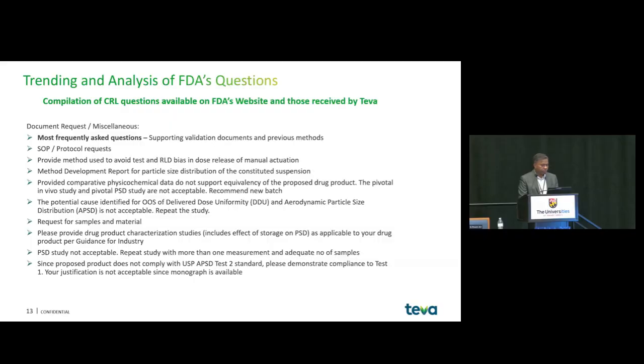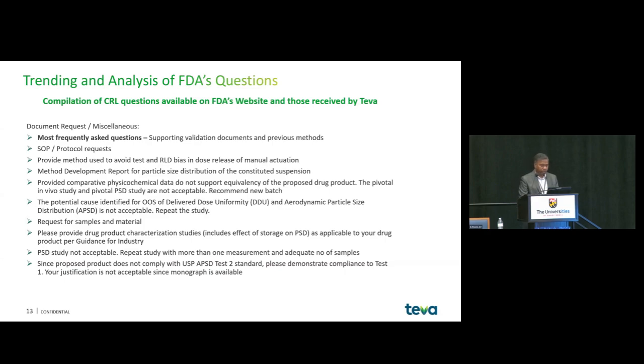There are also requests for SOP, protocol, and to provide the method used to avoid test and RLD bias and dose release of manual actuation. Method development report for particle size distribution of the constitutive suspension. Provided comparative physicochemical data do not support equivalency of the proposed drug product, the pivotal in vivo study and pivotal PSD study are not acceptable, and FDA is recommending a new batch. The potential cause identified for OOS of delivered dose uniformity and aerodynamic particle size distribution is not acceptable. Request to repeat the study.